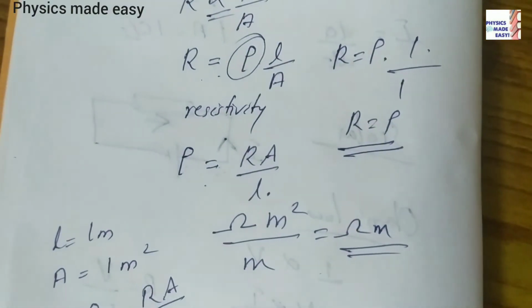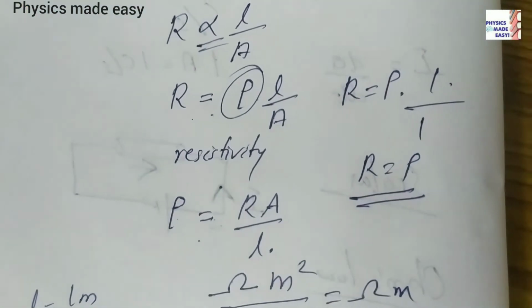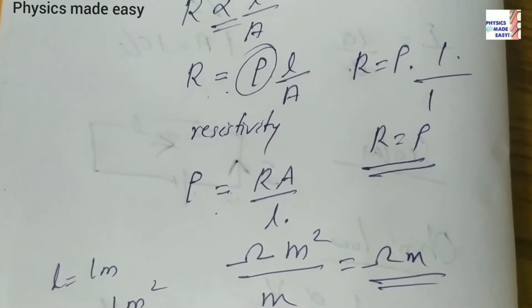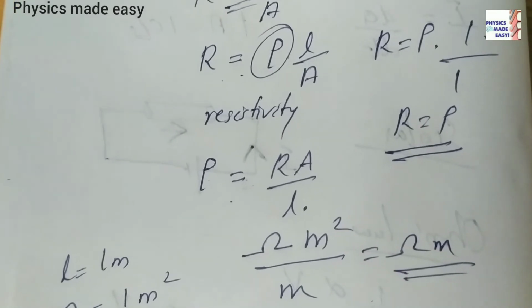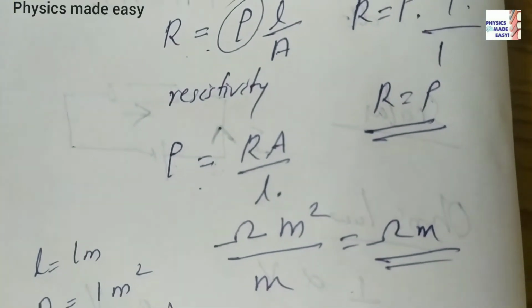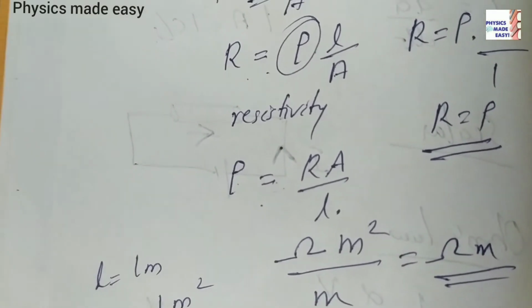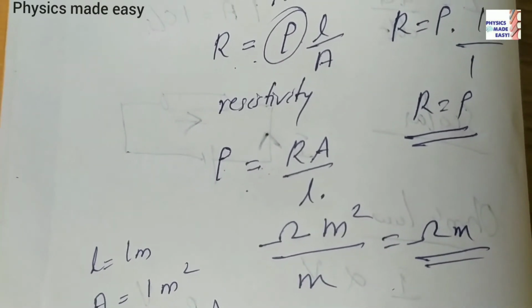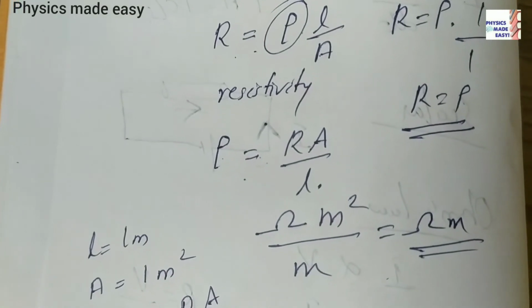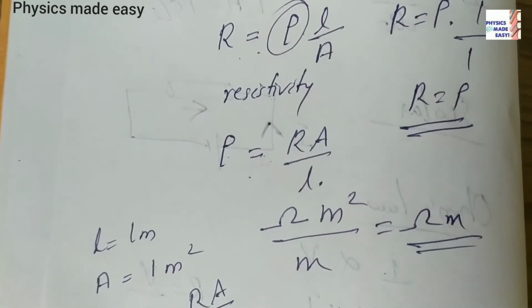Then how can we define this resistivity? It is defined as the resistance offered by a conductor of unit length and unit area of cross section. So if you take length equal to 1 meter and the area of cross section as 1 meter square, then the resistivity will be equal to the resistance offered by that conductor.